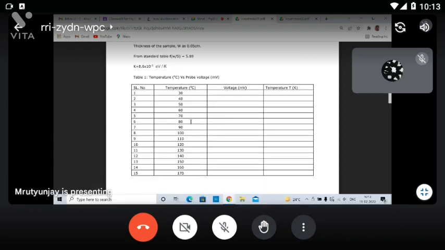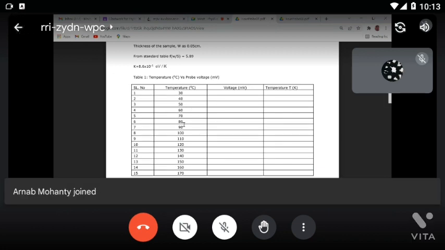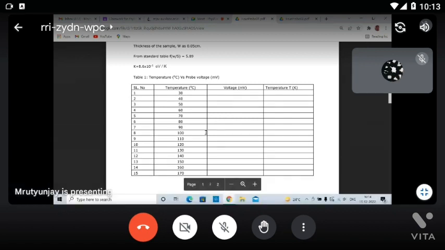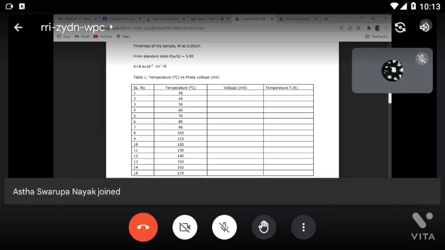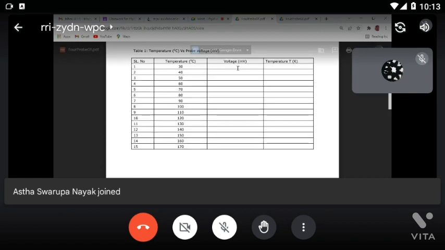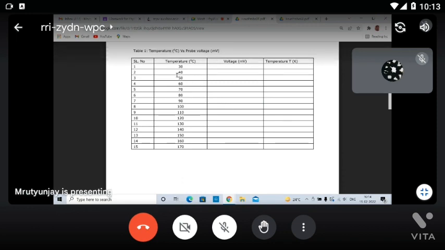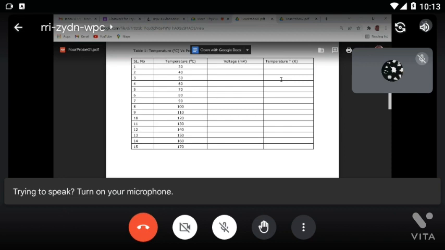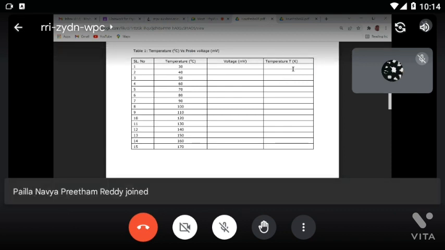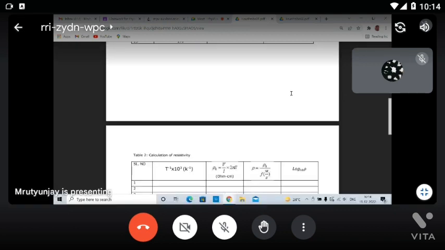Here we have two tables. This is table 1, and in this table, by changing the temperature with an interval of 10 degrees Celsius, you have to note down the voltage in millivolt. This voltage is called the probe voltage. After getting these observations up to 170 degrees Celsius, you need to change the temperature to Kelvin by adding 273 to each. Then table 1 is over, and you go to table 2.